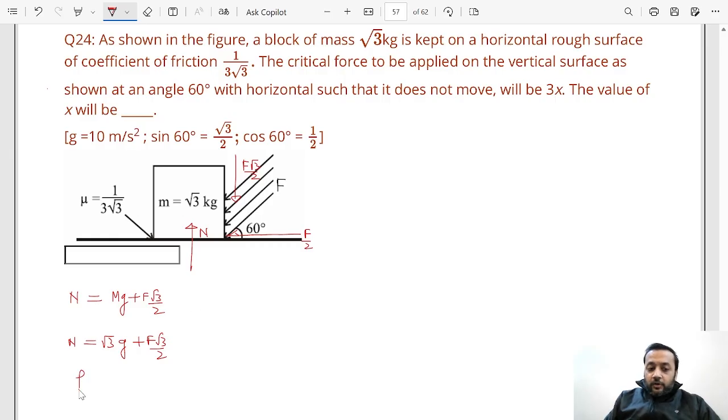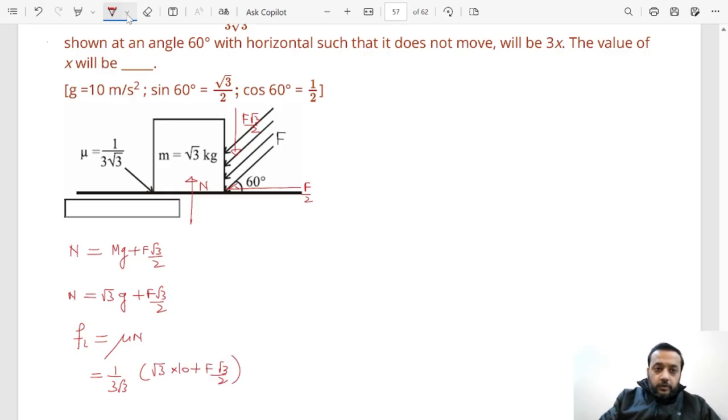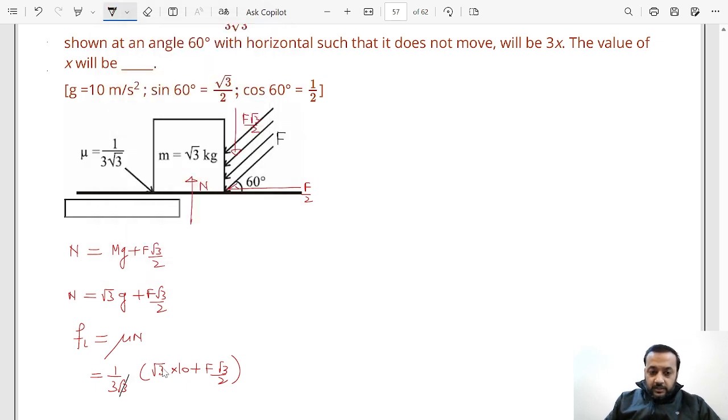That means how much is the limiting friction, how much is the friction available? So friction available is mu into normal reaction. Mu is 1 by 3 root 3, into root 3 gravity. Root 3 gravity is 10, plus F into root 3 by 2. Now what you can do, you can cancel root 3. So you can see that the limiting friction that we are getting will be equal to 10 by 3 plus F by 6. This much is the friction available.